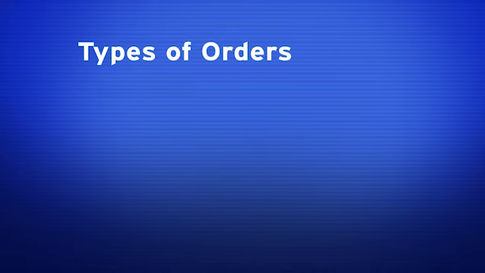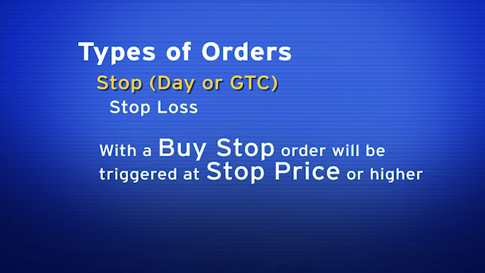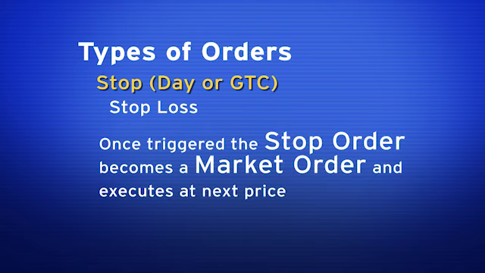Now let's look at the stop orders, buy stop and sell stop. Stop orders are also known as stop loss orders. So with a buy stop order, my order will be triggered at my stop price or higher. The order is placed above the market. Once triggered, the order becomes a market order and executes at the next price.